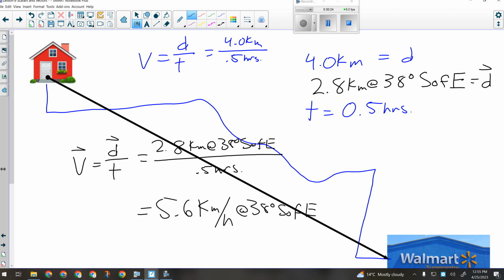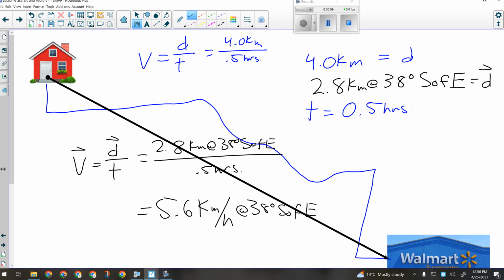When I get home, what's my displacement? 0. Remember, my displacement is how much and in what direction I change my position by. My initial position was home. My final position was also home. So technically, I didn't displace myself. I didn't change my position. I walked 8 kilometers to accomplish that.